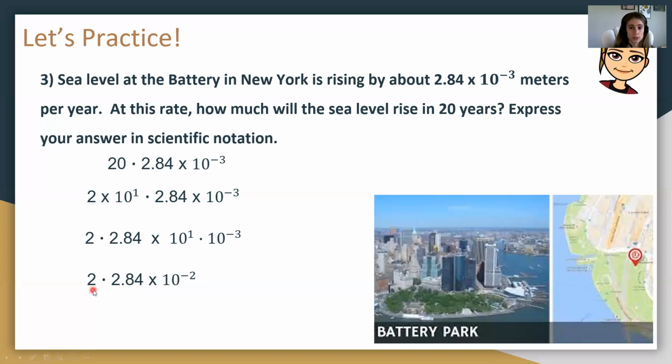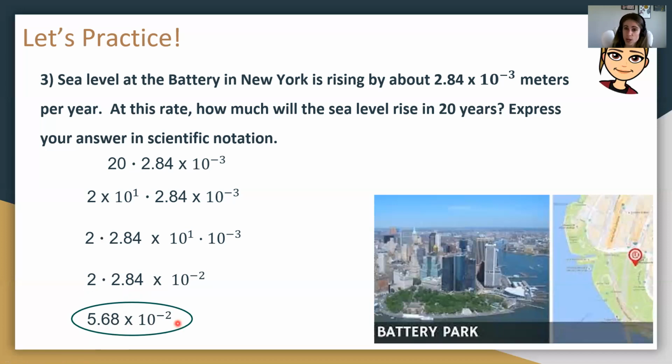So this 2 doesn't have any decimal points. This number has 2 after the decimal point, so when you're finished, you need to move that decimal point 2 times. And you should get 5.68 times 10 to the negative 2.